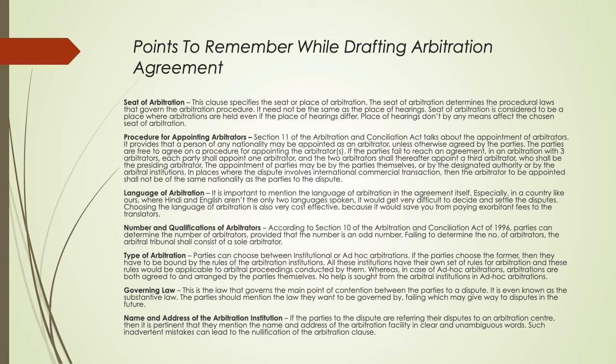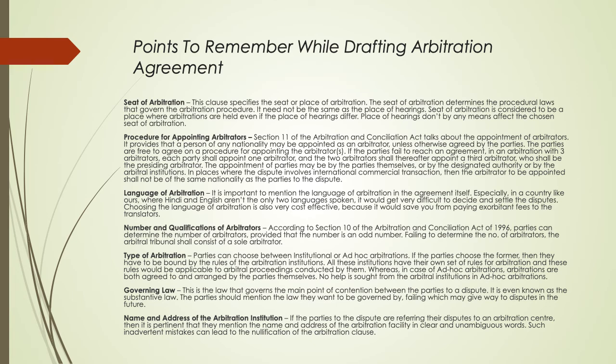Then the type of arbitration. The parties can choose between institutional or ad hoc arbitrations. If the parties choose the former, then they have to be bound by the rules of the arbitration institutions. All these institutions have their own set of rules for arbitration, and these rules would be applicable to arbitral proceedings conducted by them. Whereas if they choose ad hoc arbitration, then arbitrations are both agreed to and arranged by the parties themselves, and no help is sought from the arbitral institutions in ad hoc arbitrations.